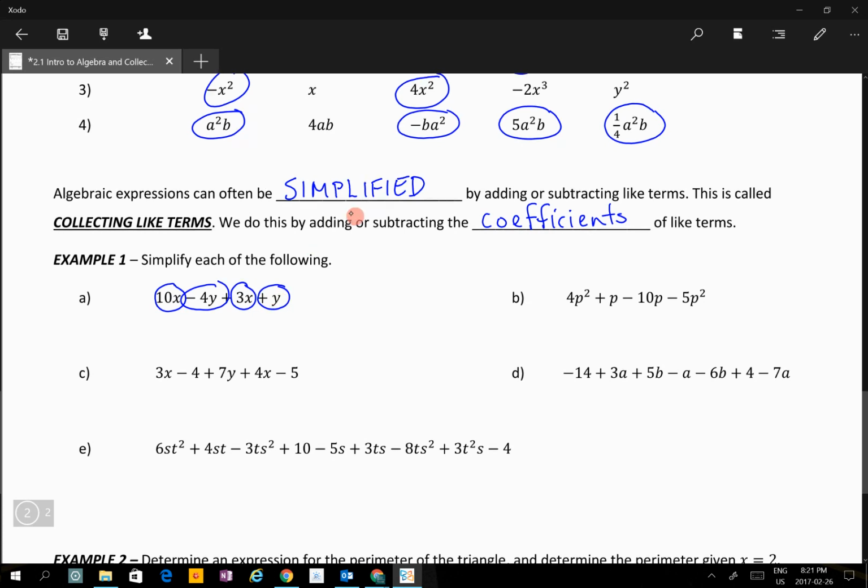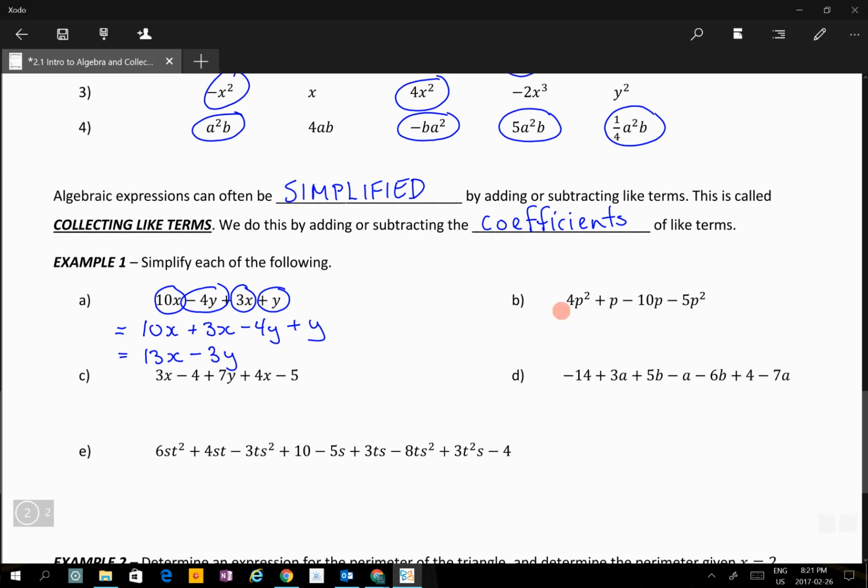Sometimes in the beginning, it helps to put everything in order first. So you put 10x, put the other x in front, so plus 3x. Just change these two around, so I have minus 4y plus y. But this isn't necessary if you understand everything that's going on. So all I'm doing is just adding the coefficients, 10 plus 3, and I have 13x. And then I'm going to add the coefficients for these two like terms here. So negative 4 plus, don't forget there's an invisible 1, so negative 4 plus 1 is negative 3y, or minus 3y. Okay, so as long as you obey the signs and you recognize your coefficients, then you can collect like terms.